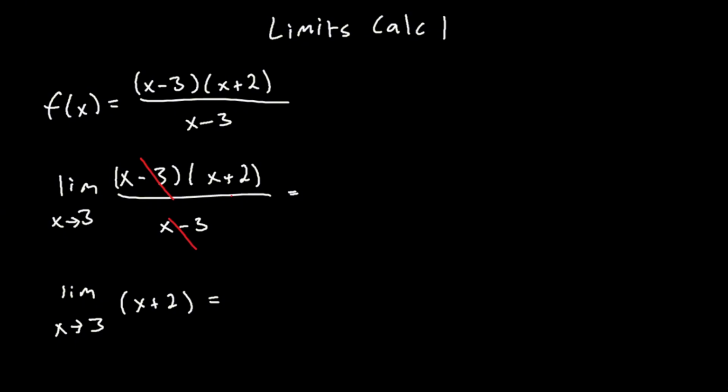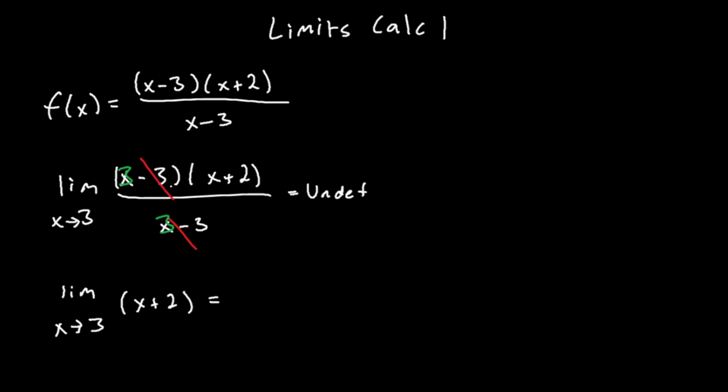But what would happen if you plugged in 3 before? What would happen if you plug in 3 here? Well, if you plug in 3 at the top, you would get 0, right? Because 3 minus 3 is 0. And x plus 2, well, since this term is 0, 0 times anything is 0. And 3 minus 3 is also 0. Well, you can't have 0 over 0. That means that this function is undefined. So you can't solve for the limit as x approaches 3 by just plugging in.